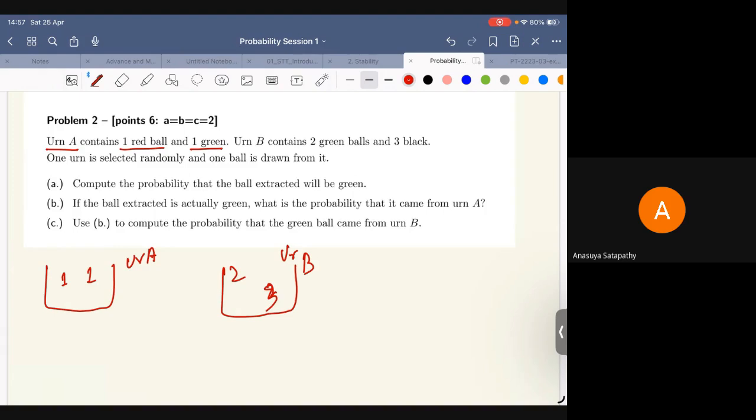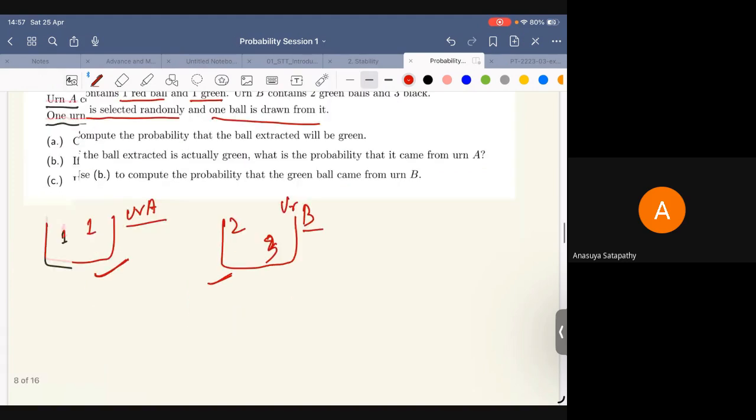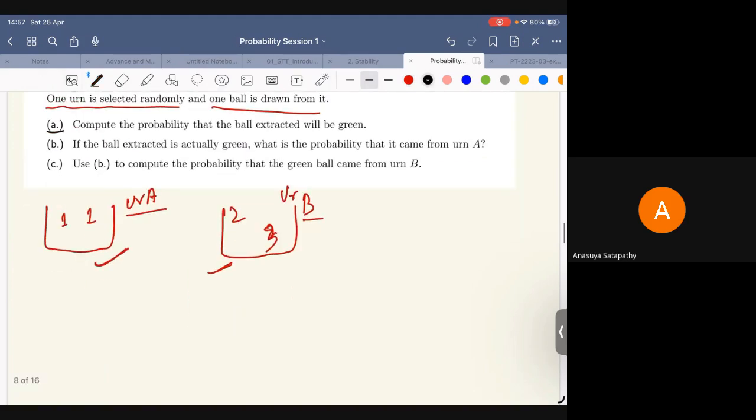Okay, one urn is selected randomly. So now we have to select whether we will take urn A or urn B. Like for example, I send you, okay, you have to get a green ball, so you don't know. First you have to select the urn, should I select urn A or urn B, then you will take one ball out of it, one ball will be drawn from it. Question is asked: compute the probability that the ball extracted will be green. Okay, what is the probability that the ball should be green?